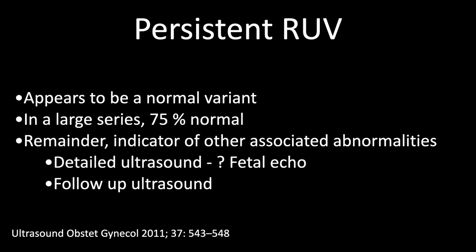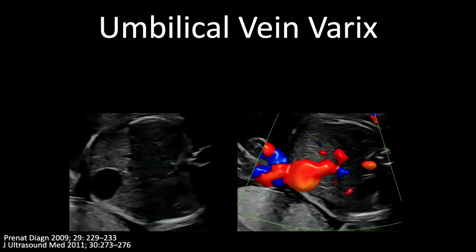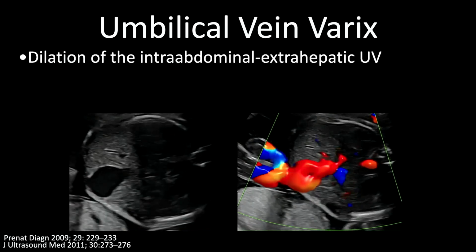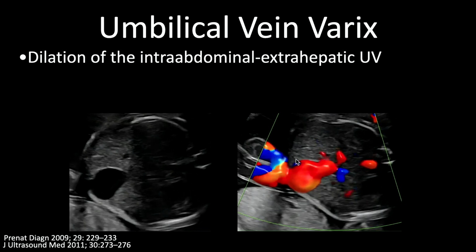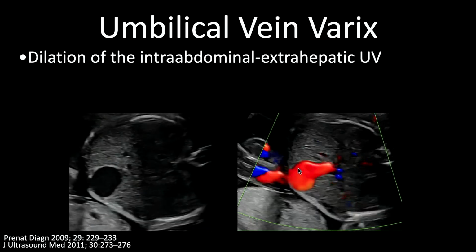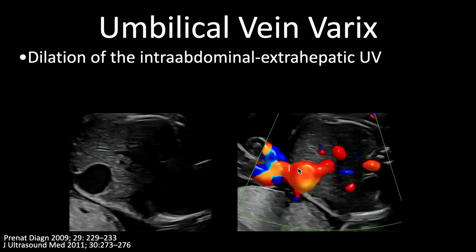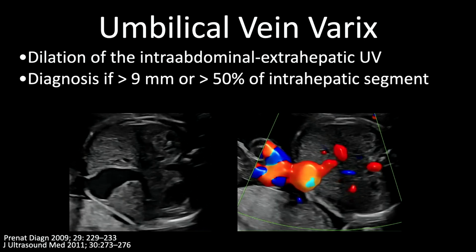In a large series, 75% are normal, probably a bit more biased because of the identification probably related to other anomalies. So a detailed ultrasound and a follow-up ultrasound is probably everything that needs to be done in this situation. Now, umbilical vein varix is actually a dilation of the intra-abdominal extrahepatic umbilical vein. And you see it right here. So this is the umbilical vein before it goes into the liver, dilated and ballooned, as you see here.